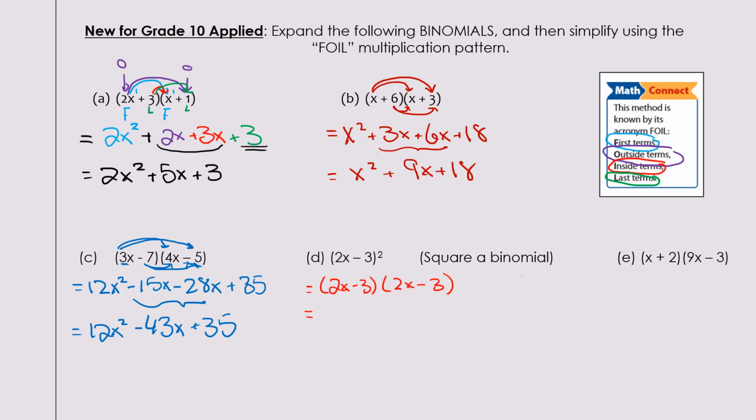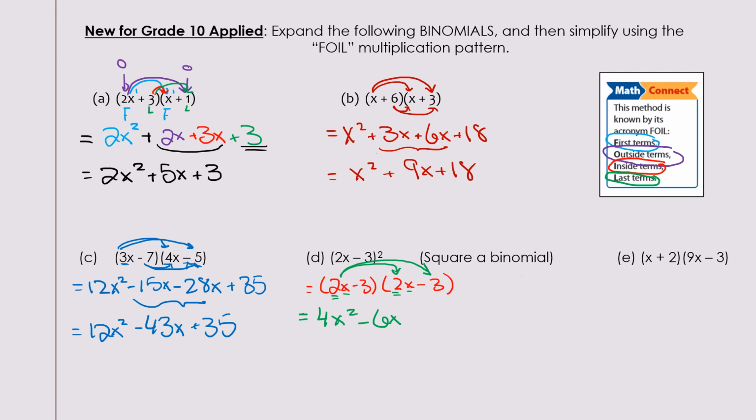Now I can go and do my expansion here. So 2x times 2x. So this binomial expansion or FOIL or distributing, 2x times 2x. So numbers times numbers, 2 times 2 is 4, and then x times x is x squared. Now I multiply the next two parts here, the outside ones, 2x times negative 3, that's going to be a negative 6x.